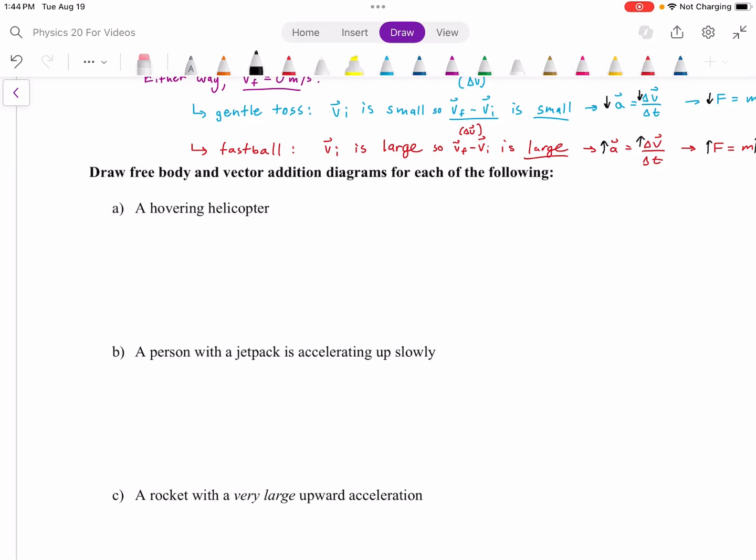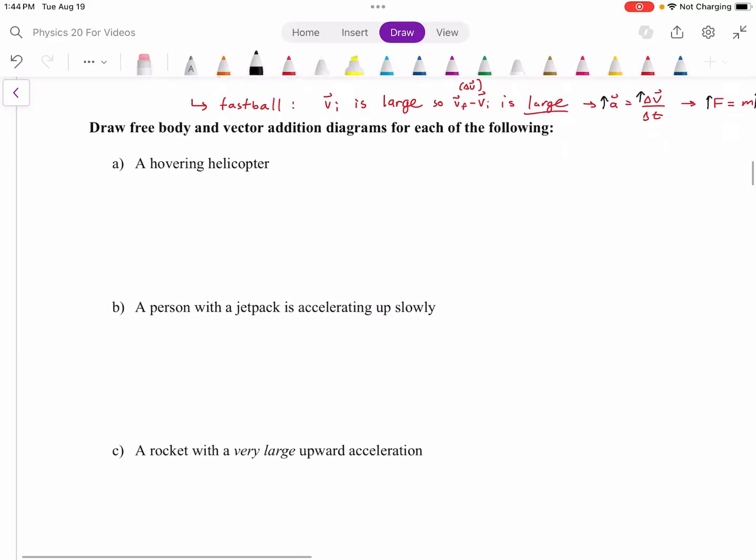So we want to draw free body and VAD diagrams for each of the following. First up, a hovering helicopter. Okay, so if it is hovering, is it accelerating? No, right? It's just staying still. So the acceleration is 0, and therefore, what is the net force? Also 0, right? So what do we know about the forces? They need to cancel each other out. If there's multiple forces, they're balanced, okay?